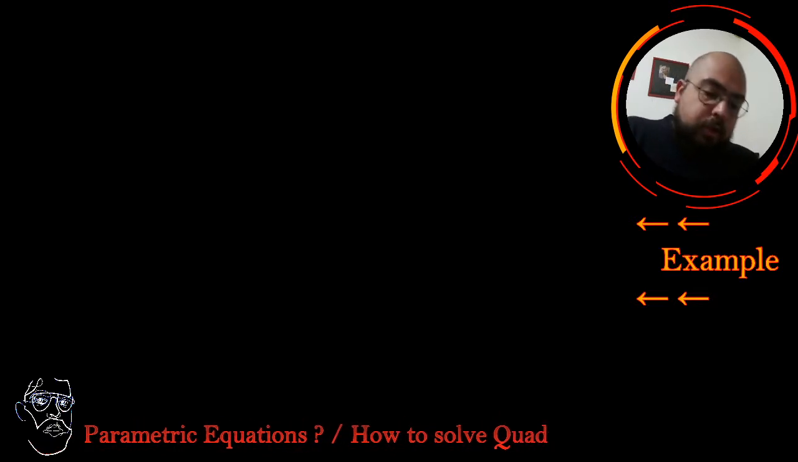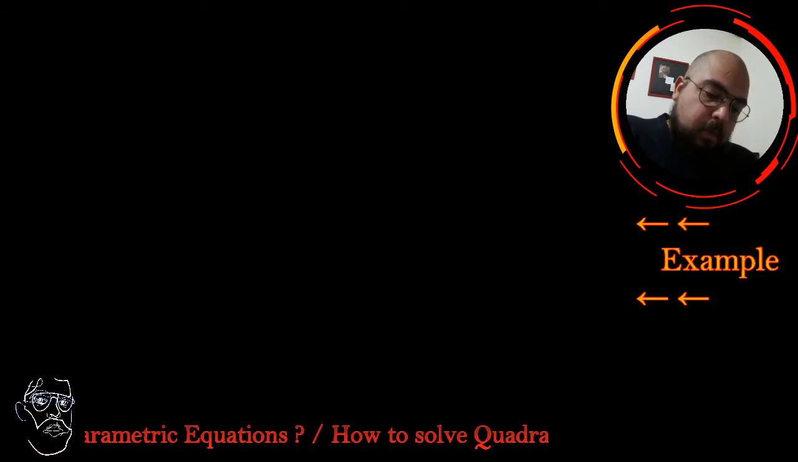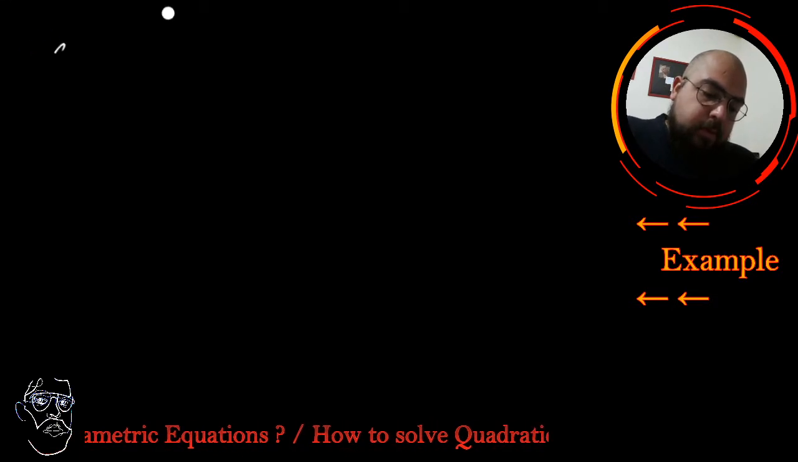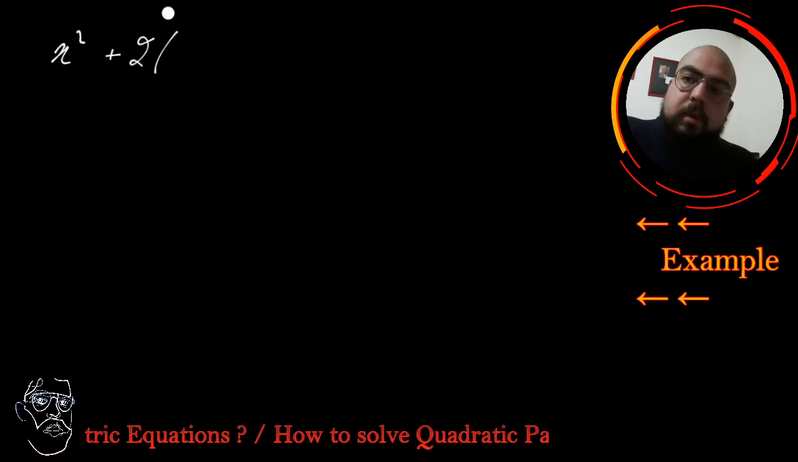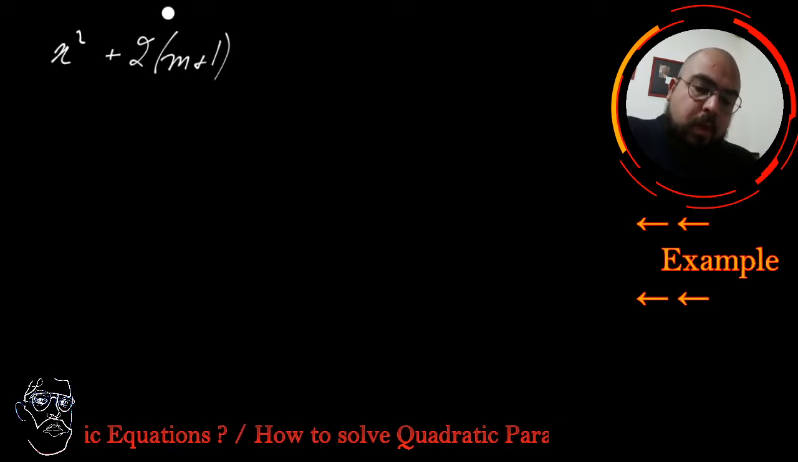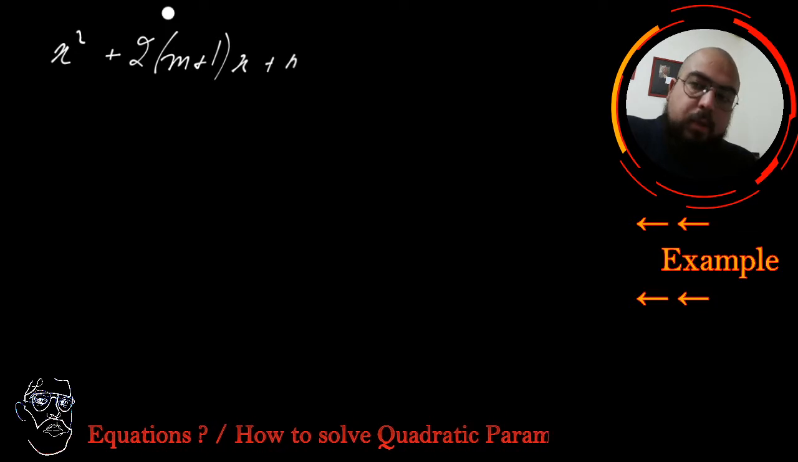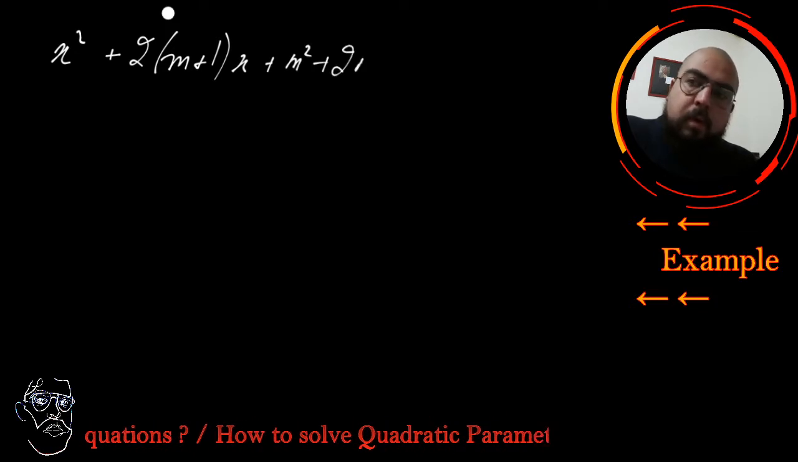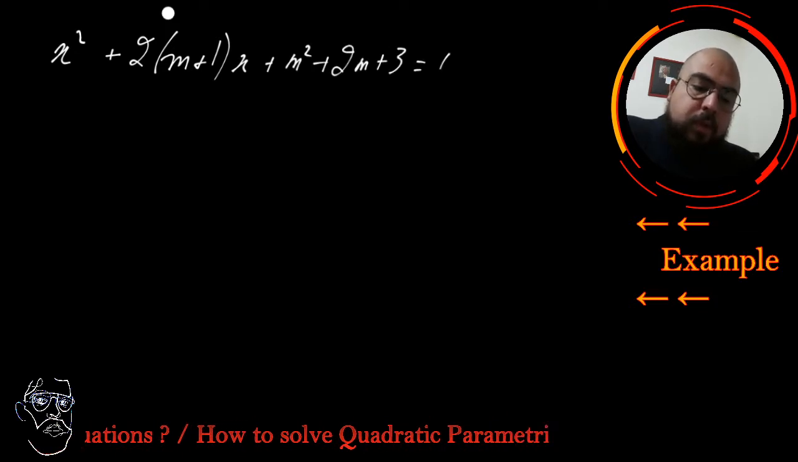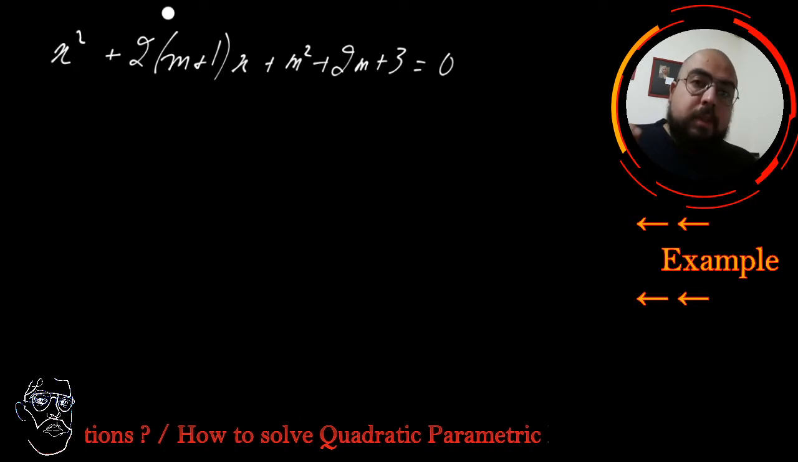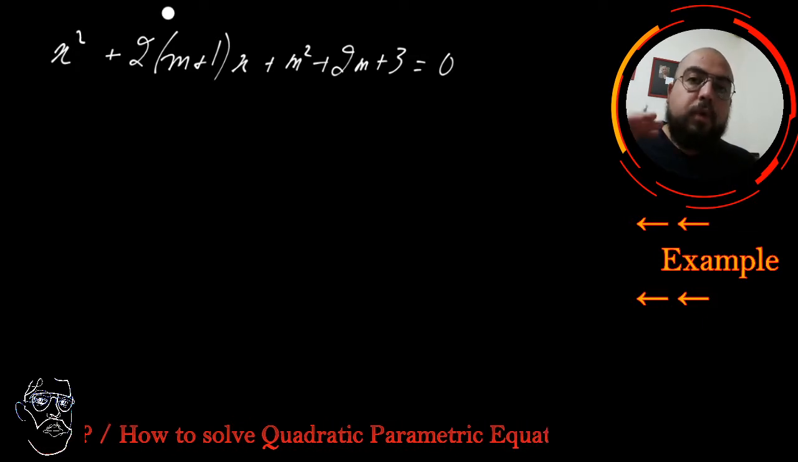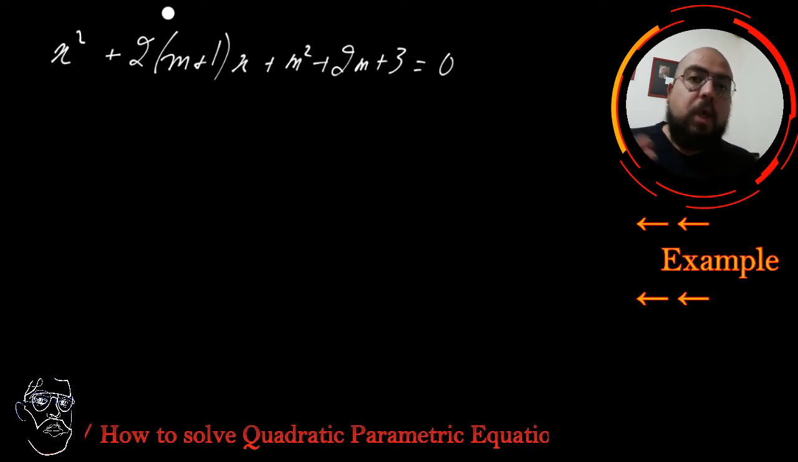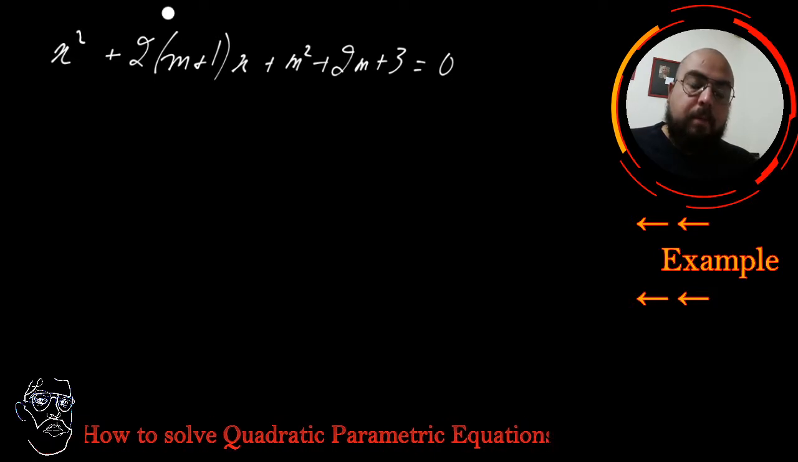The first equation is x squared plus 2 times (m plus 1)x plus m squared plus 2m plus 3 is equal to 0. Now, as you can see, the first thing that you should check is the coefficient a. A is 1, it's not parametric, so this equation will remain quadratic no matter what the value of m.